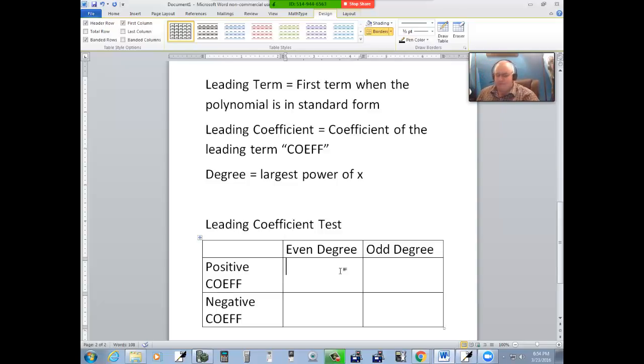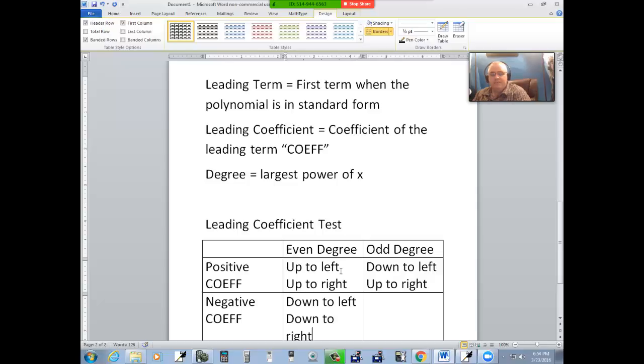Even degree, positive coefficient: this is going to be up to the left, up to the right. If you have an odd degree and a positive coefficient, it's down to the left, up to the right. If you got a negative coefficient and even degree, it's down to the left, down to the right. And if it's an odd degree and negative coefficient, it's up to the left, down to the right.